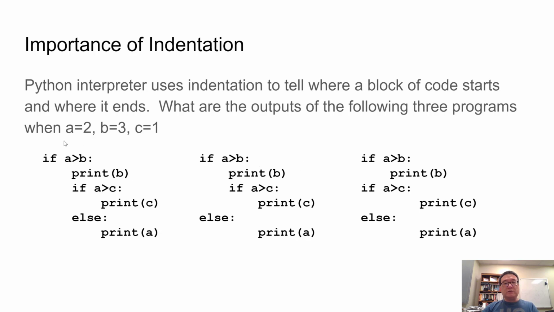I want you to think about what the output should be if A is 2, B is 3, and C is 1, for each of the three versions. Before you move on with the video, I recommend you walk through the code and come up with the answer first.